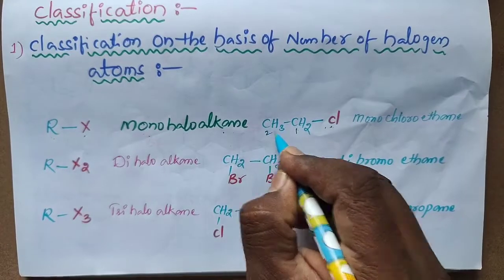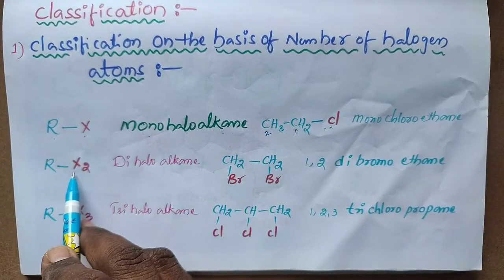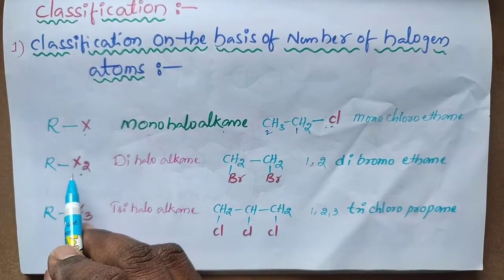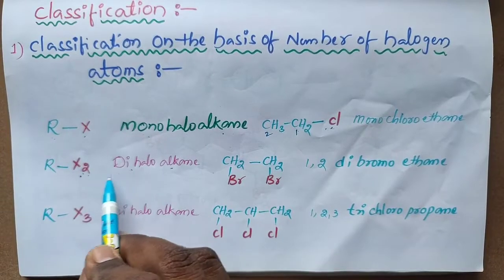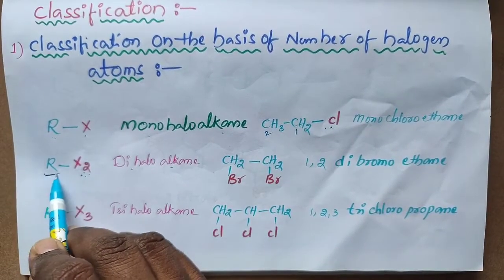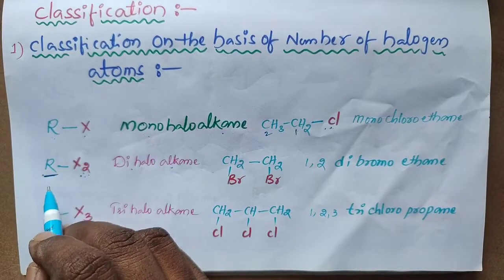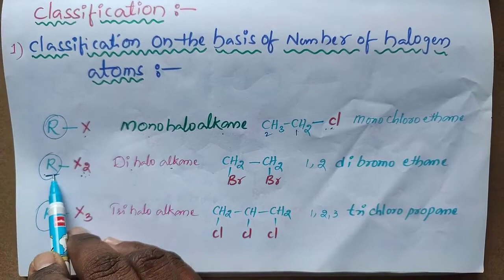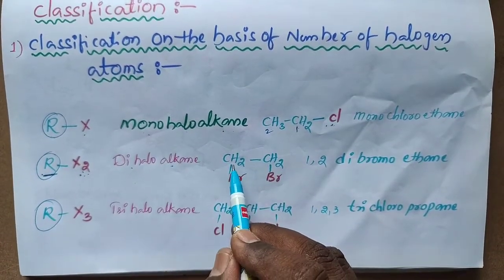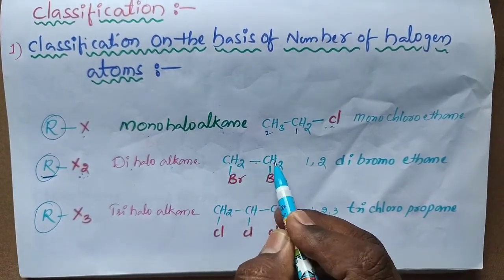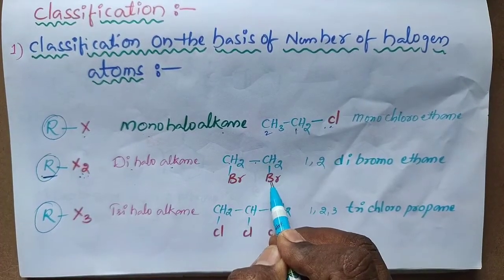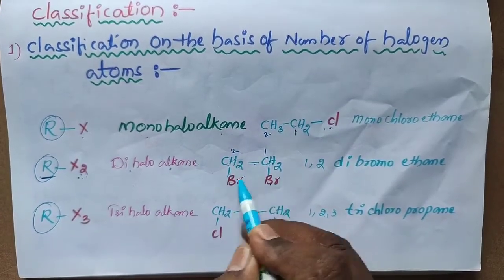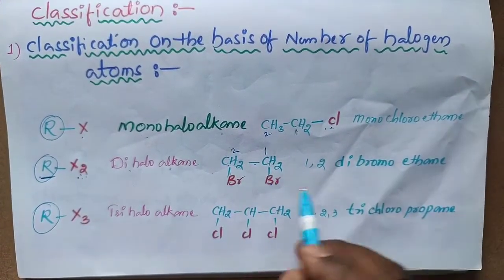In this one, you observe how many halogens are present: 2 halogens. We call this a dihaloalkane. This is an alkyl group. For example, CH2Br-CH2Br is 1,2-dibromoethane.